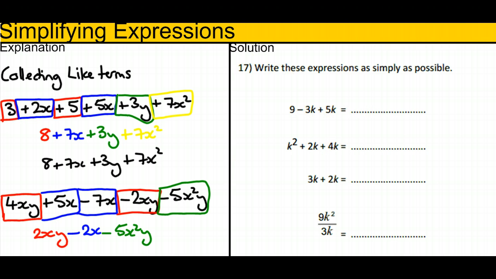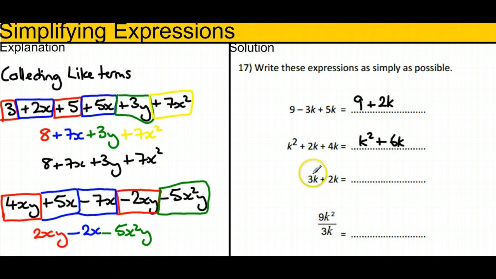Okay, let's have a look. So we've got 9, and then there's no other number terms, so we're going to have a 9 in our simplified version. We've then got minus 3k plus 5k. So we've got 3 negative k's, 5 positive k's, which results in 2 positive k's. For the next one, we've got a k squared. There are no other k squareds, so I won't be able to simplify that at all or do anything to alter it. But I've got 2k and 4k, which means it gives me 6k.